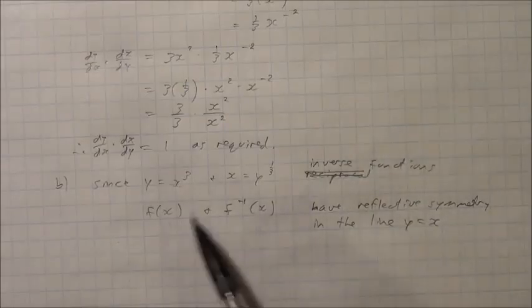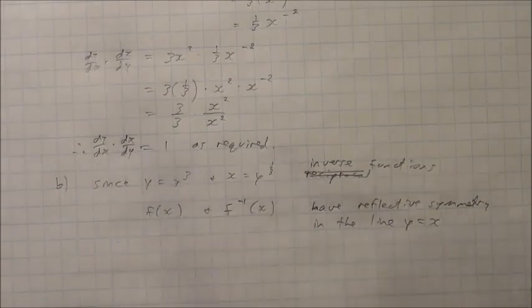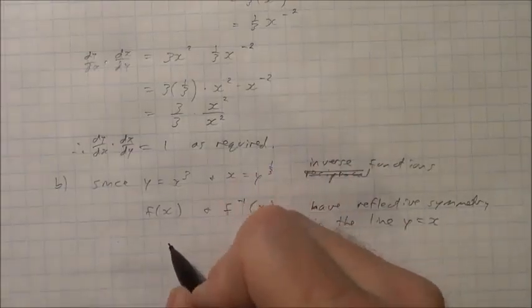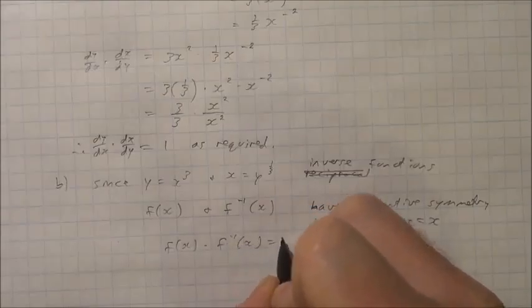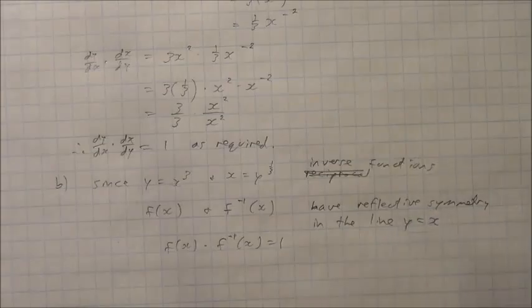Therefore, when you take the product of the two gradient functions, they will always equal 1, just as the product of the inverse functions will always equal 1 due to that reflective symmetry in the line y equals x.